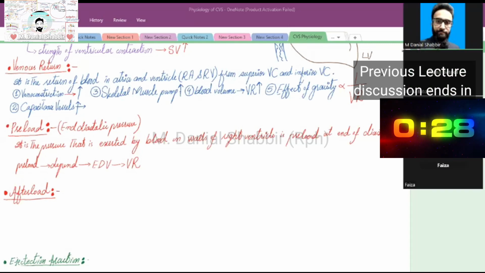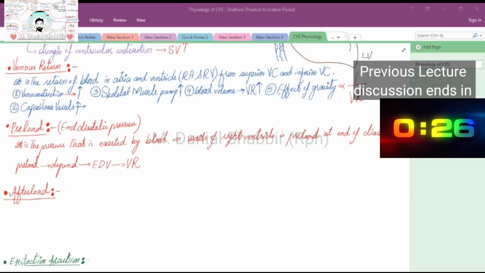Next is the preload. It is also called end-diastolic pressure. The pressure that is exerted by the blood on the walls of the right ventricle at the end of the diastole is preload. And it is dependent on the end-diastolic volume and venous return. Greater will be the venous return, higher will be the end-diastolic volume, and ultimately greater will be the preload.